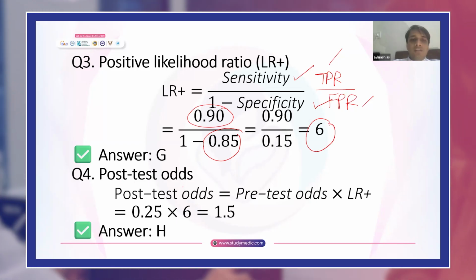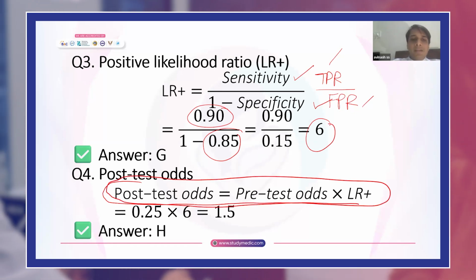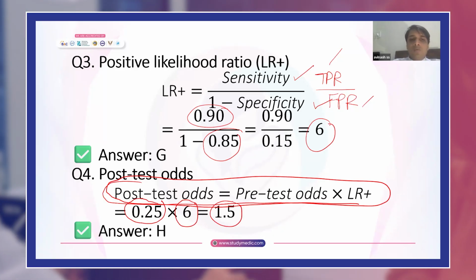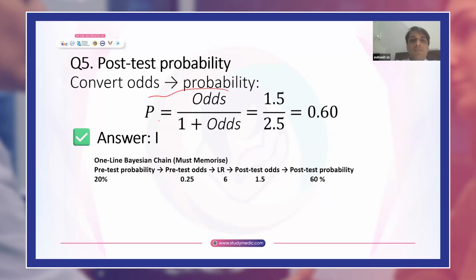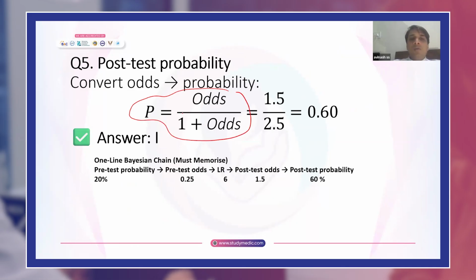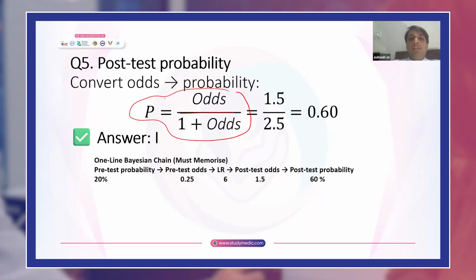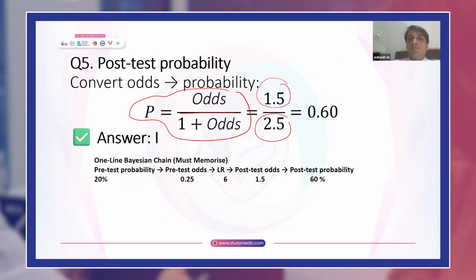Now, what is post-test odds? The formula is a little different. Post-test odds is pre-test odds multiplied by the positive likelihood ratio. The pre-test odds we calculated as 0.25, likelihood ratio we calculated as 6, and now we get post-test odds as 1.5. Now, what is the post-test probability? To convert odds to probability, this is the formula. Probability is odds divided by 1 plus odds, whereas odds is equal to probability by 1 minus probability. So post-test odds is 1.5 divided by 2.5, that is 1 plus 1.5, which is 0.6.